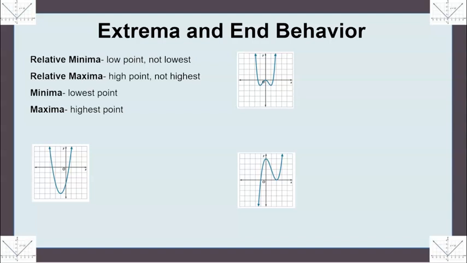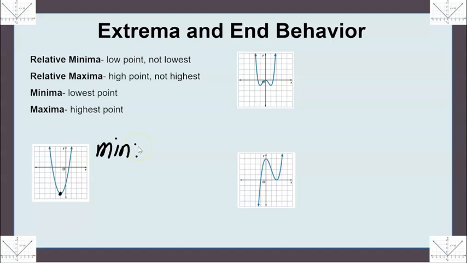So we have a couple examples here. We are just going to describe what kind of extrema we have and identify the point at which we have the minimum or the maximum. So for this first one, I have a low point right here. That's the lowest. It never goes any lower than that. So we would call this a minima or minimum.